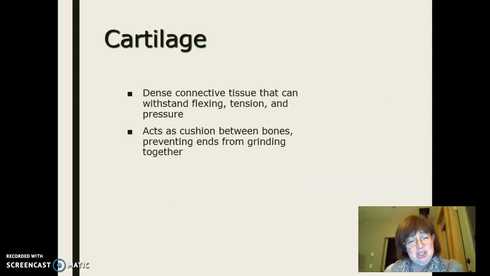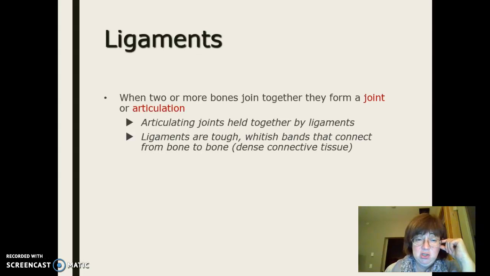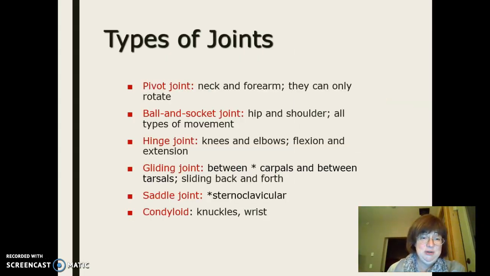So when it comes to the complexity of this joint, you have cartilage, which is the connective tissue, usually on the ends for cushioning, and then you have ligaments, and ligaments will hold the joint together, and ligaments are tough, and they hold bone to bone, and they're dense connective tissue, if you remember back to dense connective tissue.